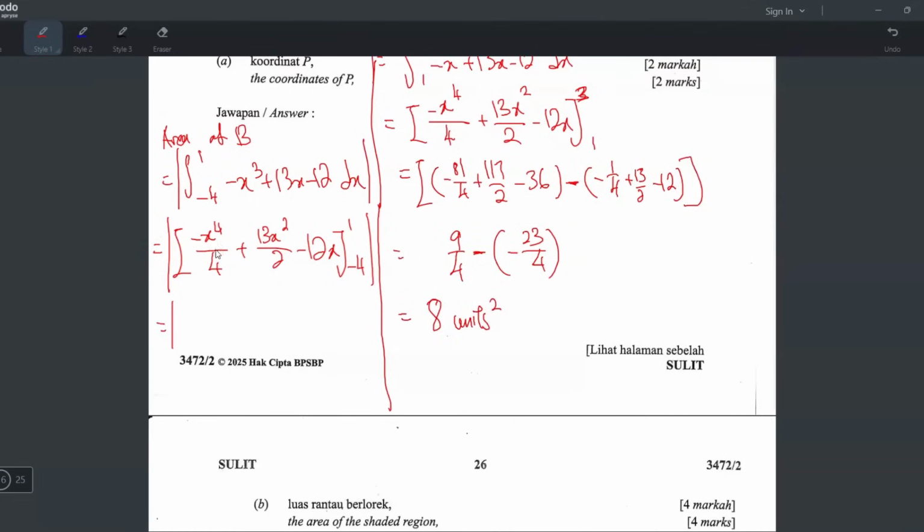Okay, same as just now, the inside cannot be simplified also, so just open a big bracket like this, and then open a second bracket, and in the middle is minus. This bracket is for you to substitute the 1 inside, and the next bracket is for you to substitute the negative 4.